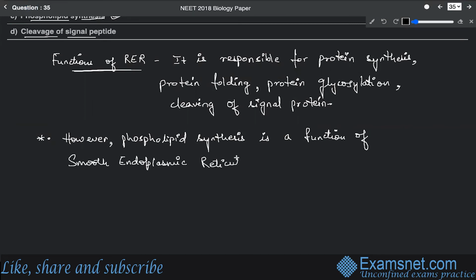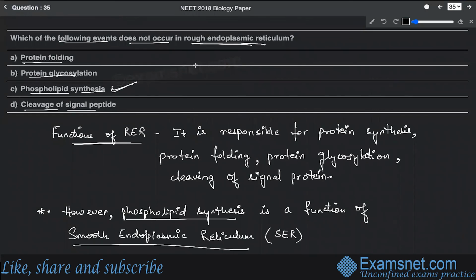Smooth endoplasmic reticulum. That means SER. This is not a function of RER. So that's why it does not occur here. It is asking about this. So the correct answer is option C over here.